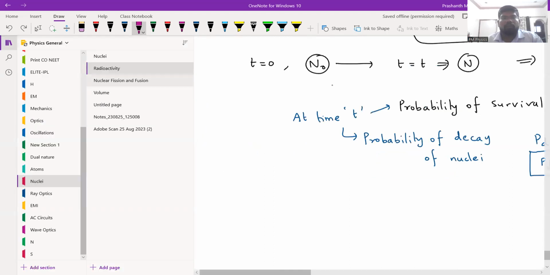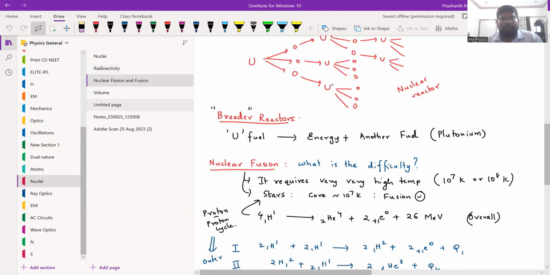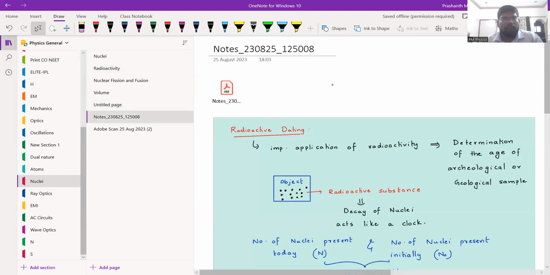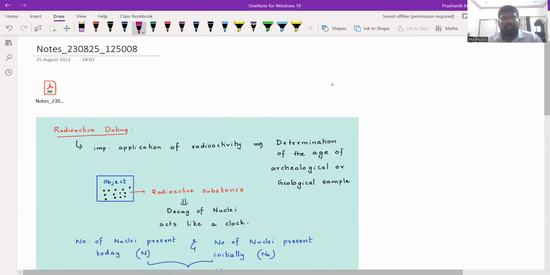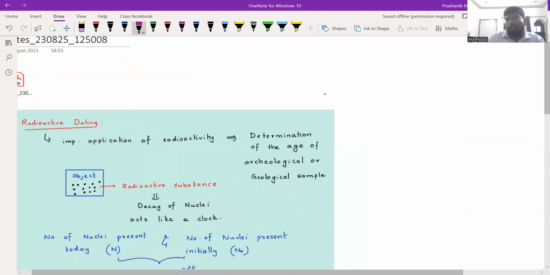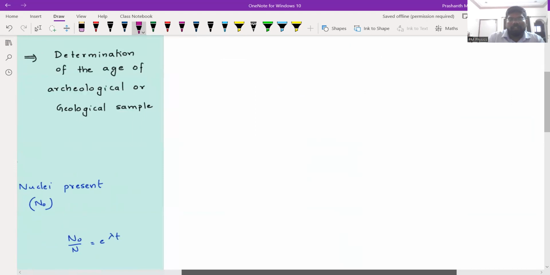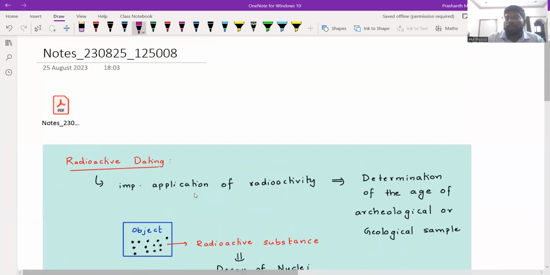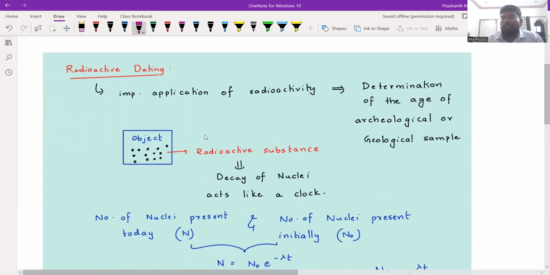Okay, but there are still a few theoretical topics. First, one major application of radioactivity: archaeologists find fossils, and once they find them, they say this dinosaur belongs to this age, or if they find an old structure, they say this belongs to the Indus Valley or Mesopotamian civilization. We don't have any written history, right? So how do they determine that this is 5,000 years back or 10,000 years back? How do they tell?